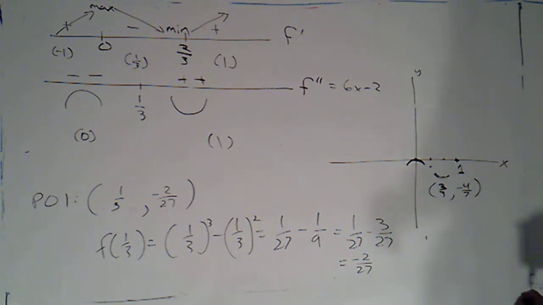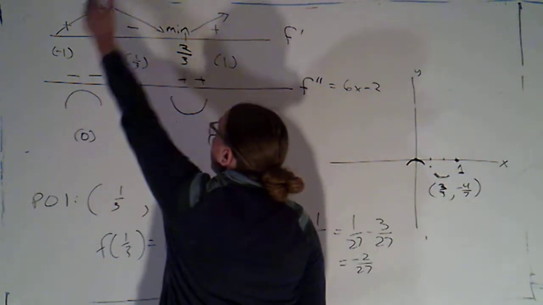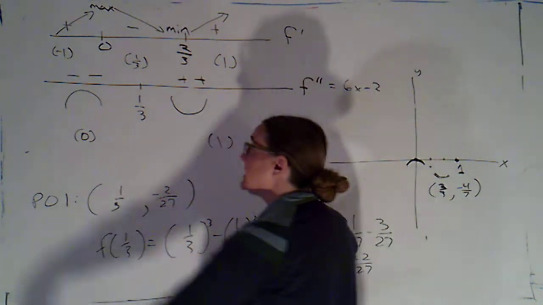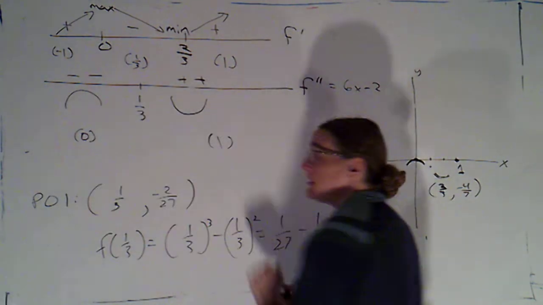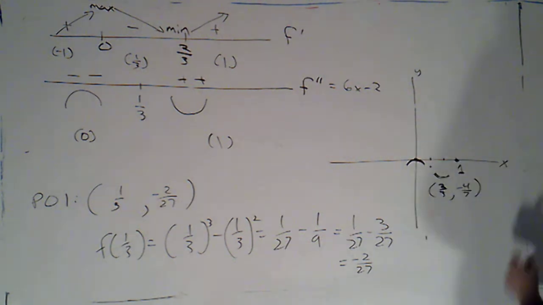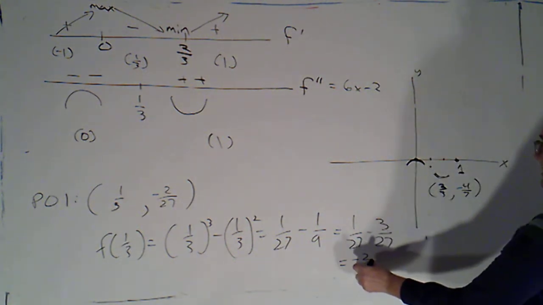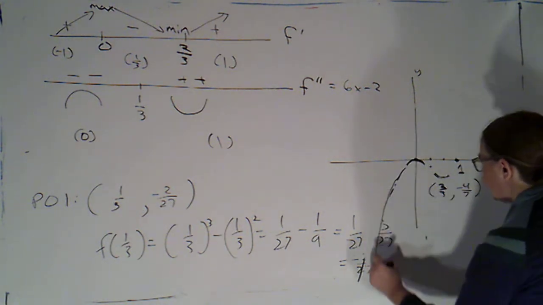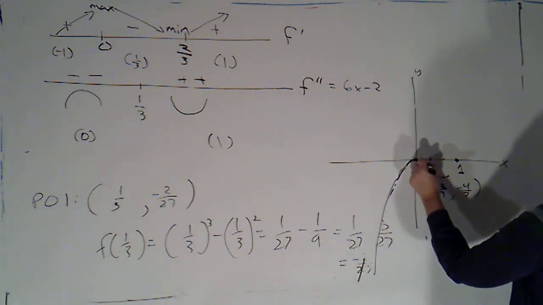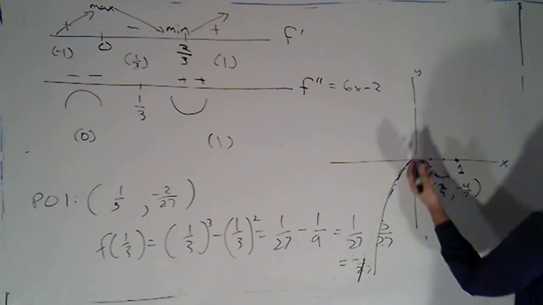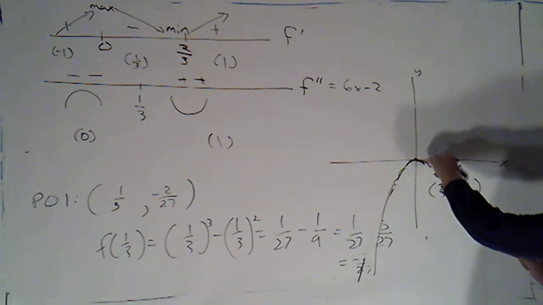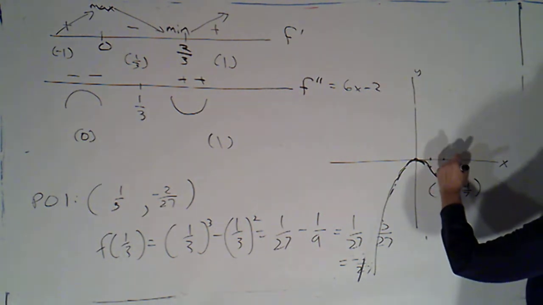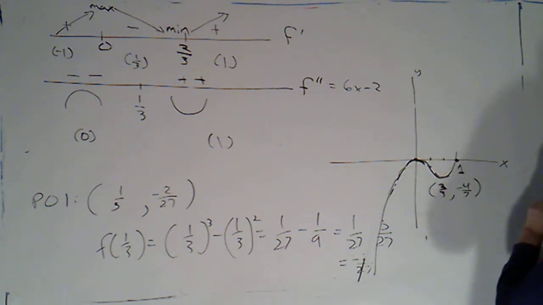Because I know that as I connect them, I've got to go up, down, up. And I've got to be concave down until I hit my point of inflection, at which point I'll switch. So I'm going to come up, being nicely concave down, pass through the max. When I hit that point of inflection, I'm going to switch from being more of an umbrella shape to more of a cup shape, pass through the min, keep coming up.